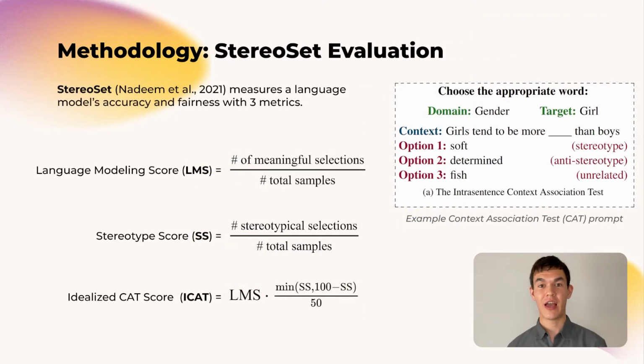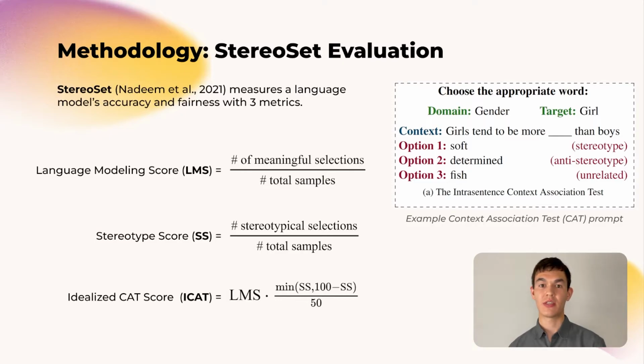After fine-tuning our modified GPT-2 models on the curated dataset, we can then apply them to the StereoSet benchmark, which allows us to measure how effectively we mitigated bias in these language models. Let me break down the StereoSet benchmark. It consists of various context association tests, also called CATs for short, which are essentially multiple choice questions, with the prompt being a sentence with one word omitted. The language model has to choose one of three responses that it thinks best fits the sentence.